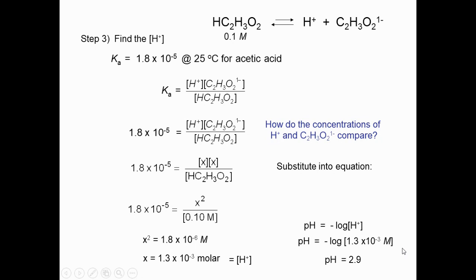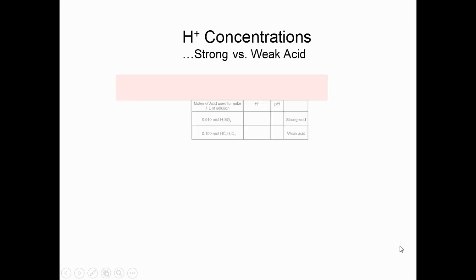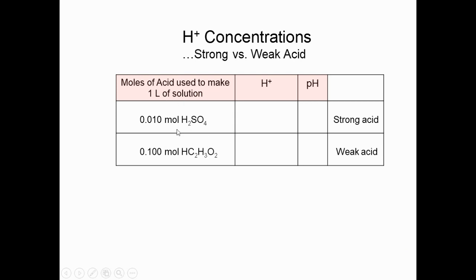Let's now compare the two problems that we've just done. In the first example, I started with a strong acid. It was a diprotic strong acid, and I had only a concentration of 0.01 molar. And that gave me a hydrogen ion concentration of 0.02 molar. If I compare that to my weak acid, notice it's 10 times more concentrated, 0.01 moles to 0.1 moles, 10 times more concentrated, yet it gave a hydrogen ion concentration that was very small, almost 10 times less.